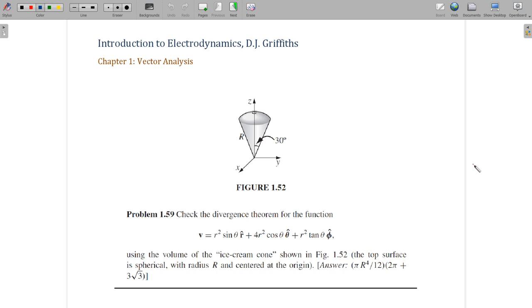So in this problem, we have to check the divergence theorem. We are given a particular vector field. Vector fields are of very central importance in electrodynamics because the electric field and the magnetic field are vector fields, and these two fields are the central points of study, the most important things that we study in this subject, electrodynamics.